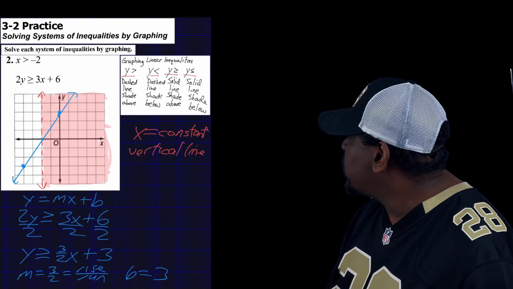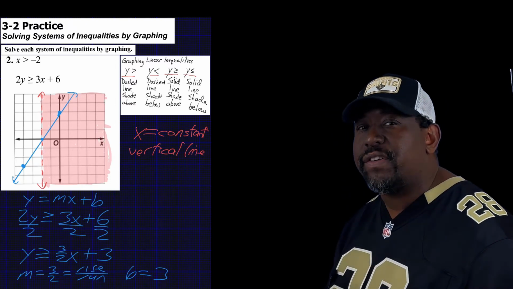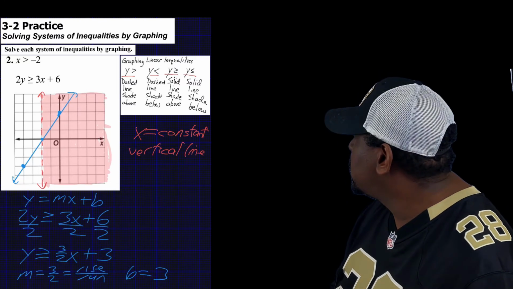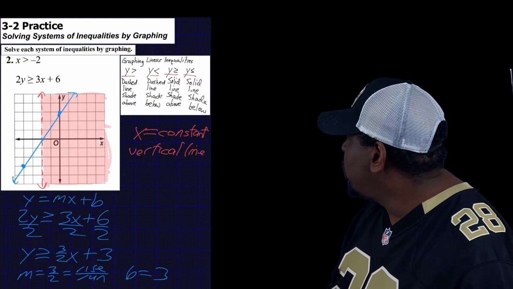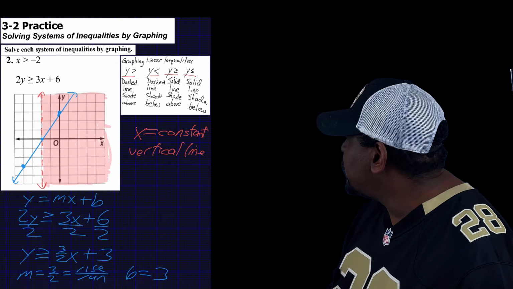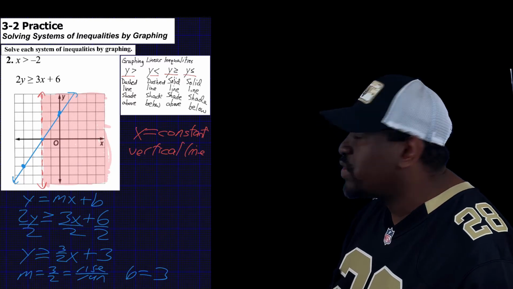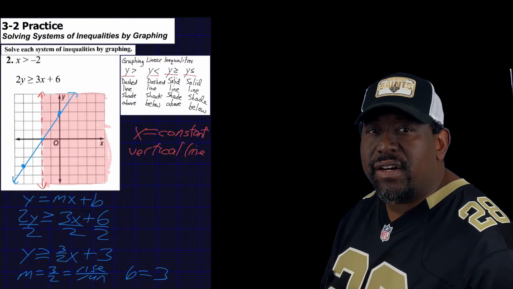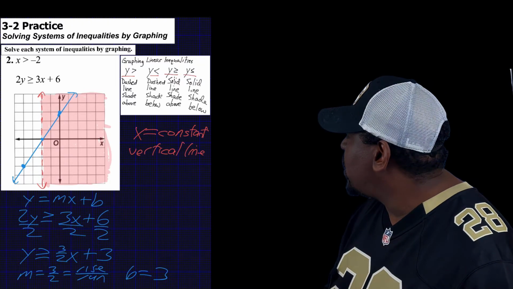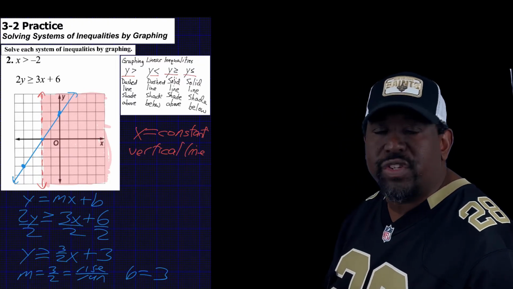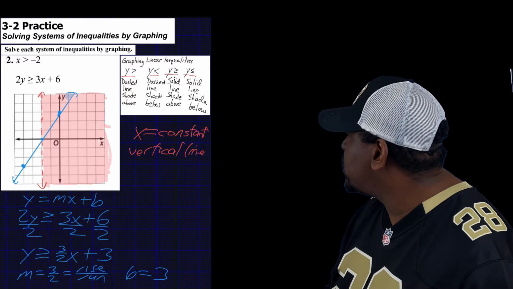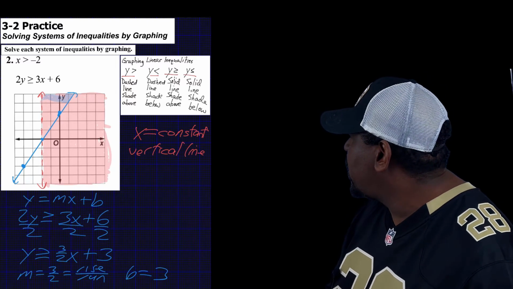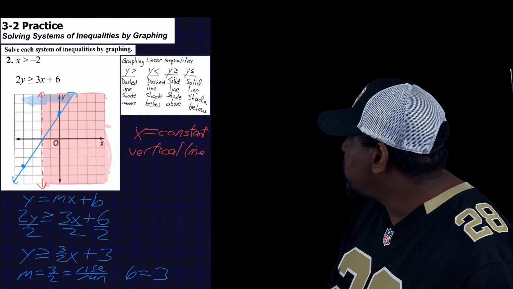Now, since it's greater than or equal, do we shade above or do we shade below? Let's see what we do. Well, it says greater than, so we know we will have to shade below. Since we're using the blue color to graph this line, we want to shade using blue coloring also. That should show up in a sec. There we go. And so we shade right there.